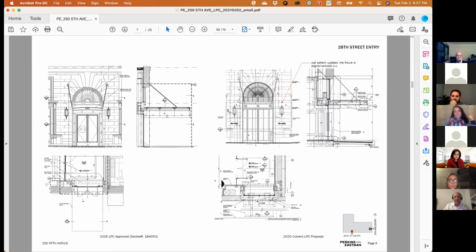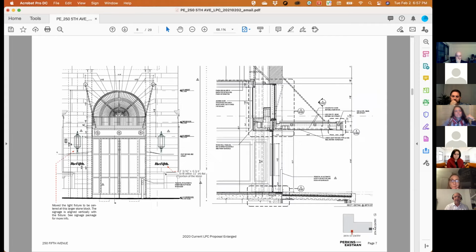Zooming in a little bit on this. It's a very simple canopy. It has some concealed up lighting in it. Very minimal. Has the ability to have a little bit of signage on the side in a nice discreet way, and then the chain tiebacks, which are very similar to what was there in 1913.